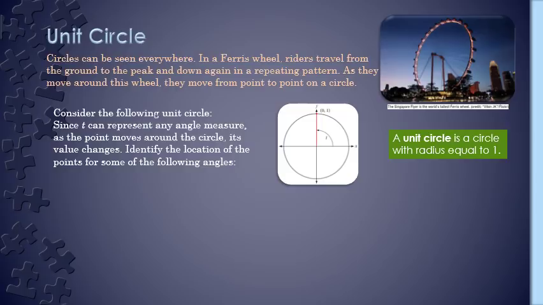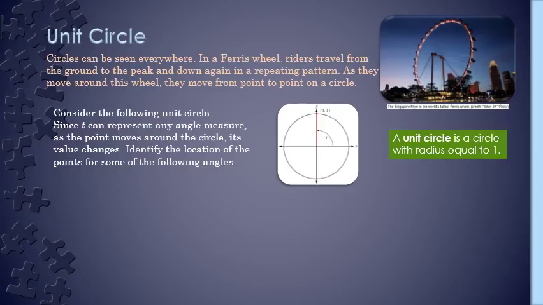And what is a unit circle? You can see in the green box there that a unit circle is a circle that has radius 1. And for a while, that's what we're going to limit our conversation about. Now notice that t is the angle. So we say since t can represent any angle measure, as the point moves around the circle, its value changes. So right now we see the point (0, 1) up at a 90 degree or pi over 2 radians.